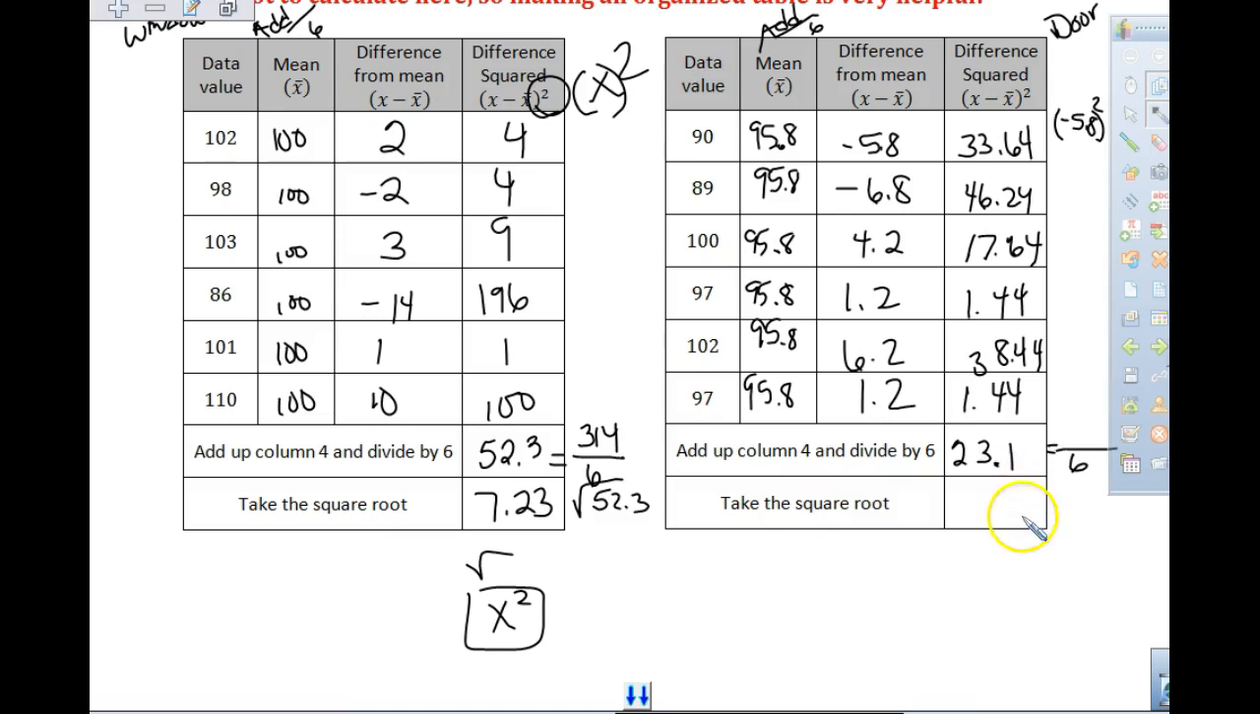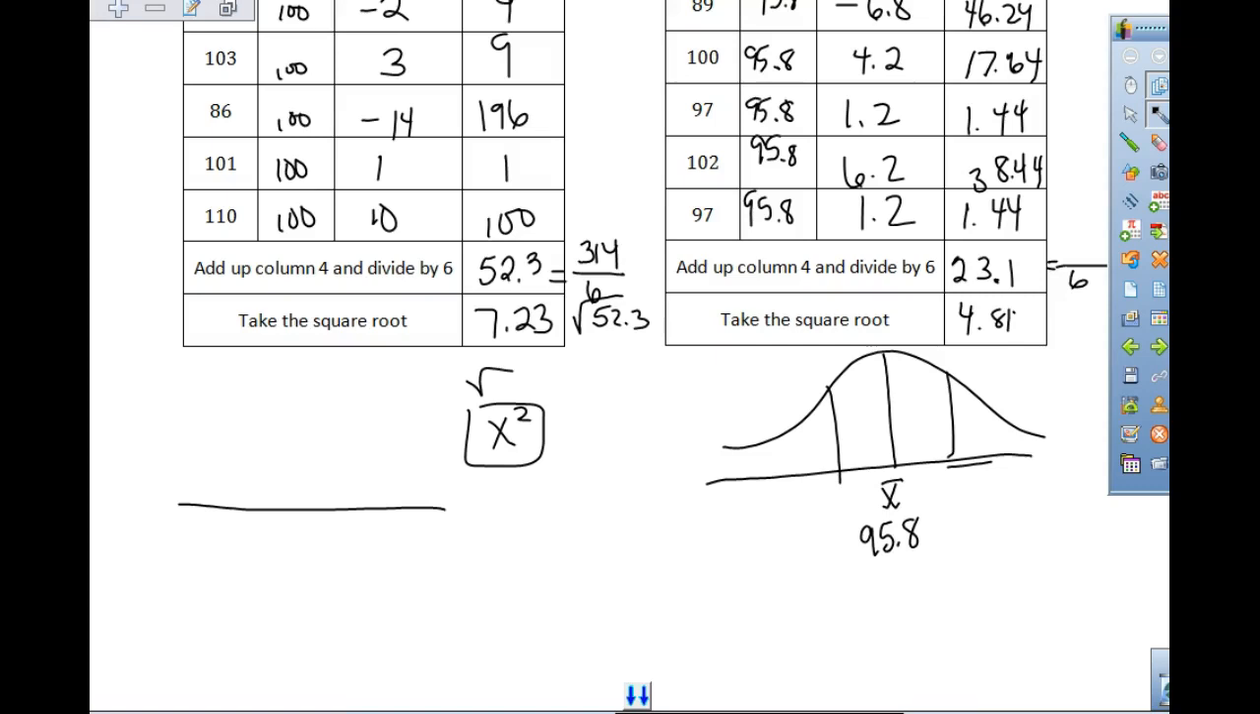About how we use the standard deviation. The average is here. One standard deviation, I'm going to take 95.8 and I'm going to add on 4.8. What would I get? How far away is this data point going to be? 95.8 plus 4.8 gives us 100.6. Now take 95.8 and subtract 4.8.